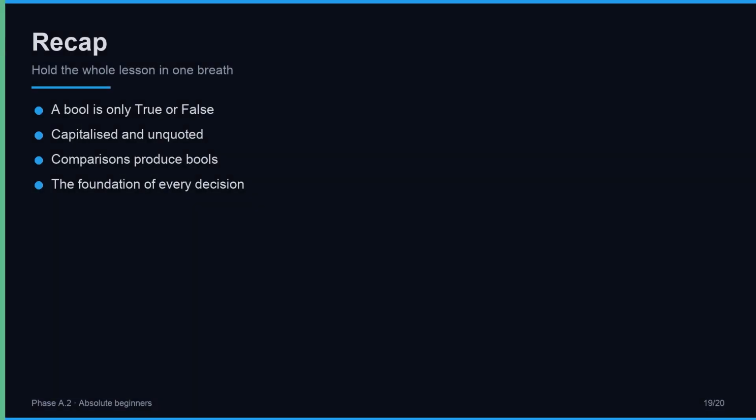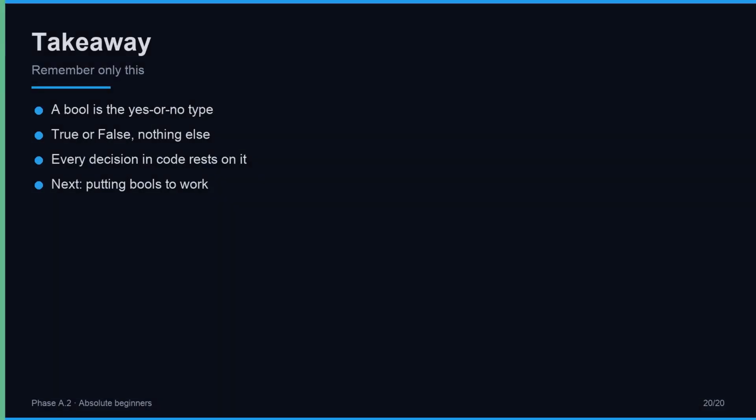Let us gather it all. A bool is a value that is only true or false, capitalized and unquoted. Comparisons produce bools, and the double equals asks is equal to. Bools have their own type, bool, and they are the foundation of every decision a program makes. If those ideas feel clear, you understand what a bool is and why it matters. Small type, huge role.